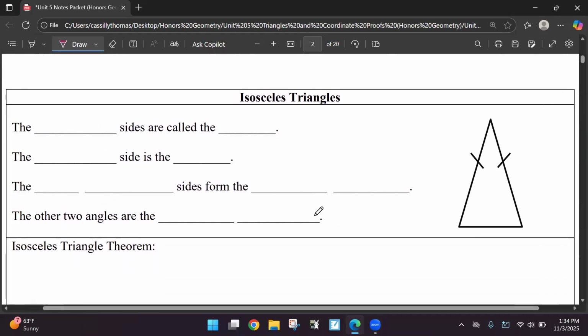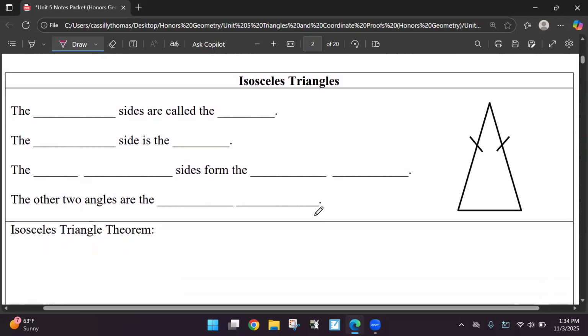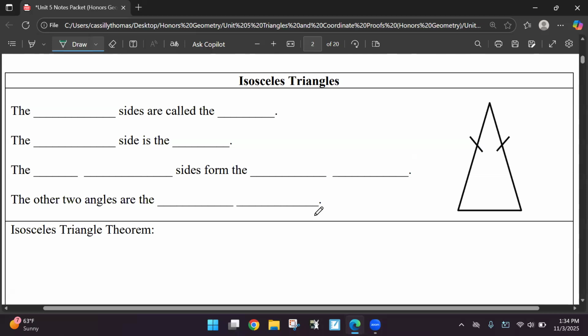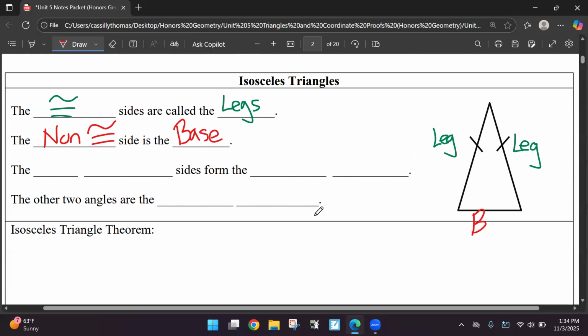So, looking at these isosceles triangles, I should have done this first, but we already did this in Unit 4, so I'm not going to take too much time on this. I will say the congruent sides are called the legs. So we have a leg here, we have a leg here. The next one says the non-congruent side is the base. So we'll call this guy the base down here.